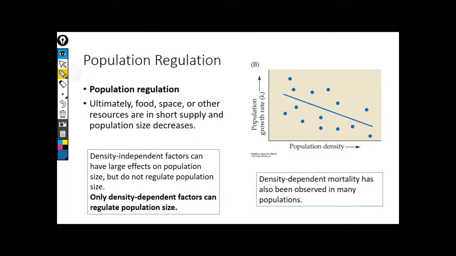So here's our big key, as we compare density independent versus density dependent. And remember, density independent factors matter, right? They're going to mess up a population. We have a drought year, it's going to affect population size. Individuals are going to die. Okay? This isn't the same as regulating a population actively.